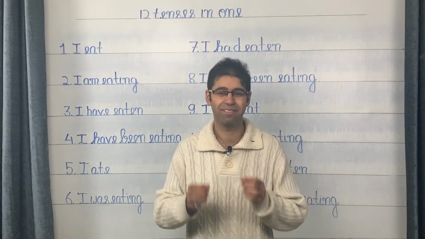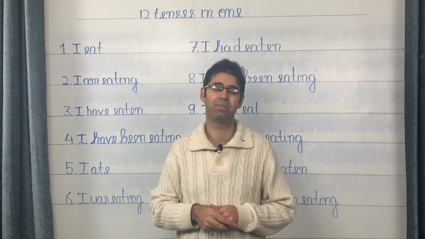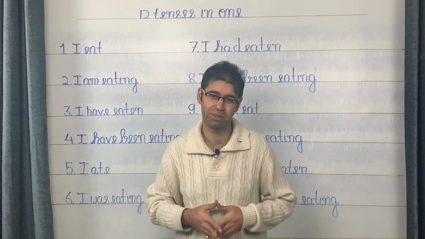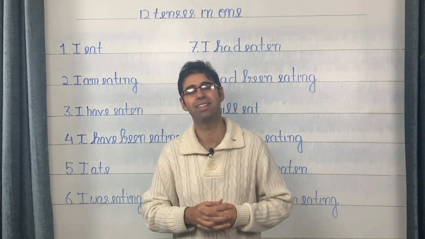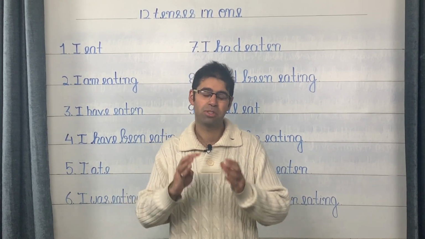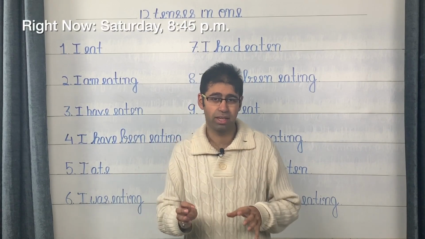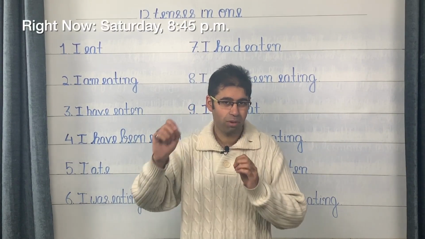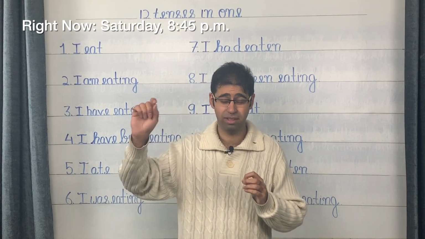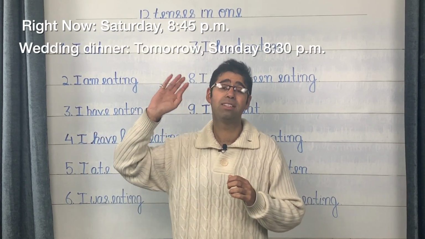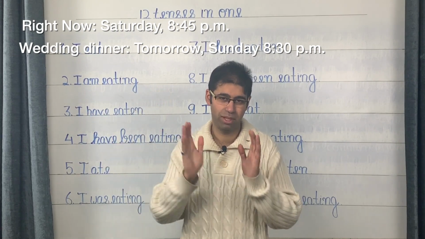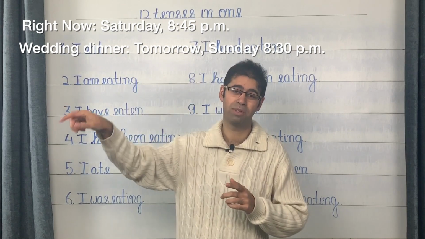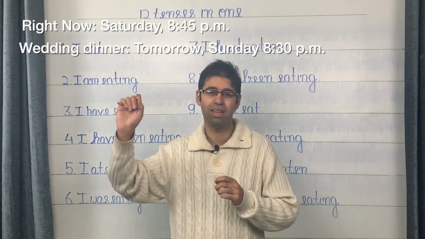Now at this juncture, I feel it necessary to draw a comparison between two tenses, namely the future continuous and the future perfect continuous. And I'm going to take it nice and easy with the help of an example. So let's say right now is Saturday, 8:45 p.m. and someone has been invited for a wedding dinner that's for tomorrow evening, Sunday, 8:30 p.m. So once again, right now, Saturday, 8:45 p.m., the invitation for tomorrow evening, that is Sunday, 8:30 p.m.